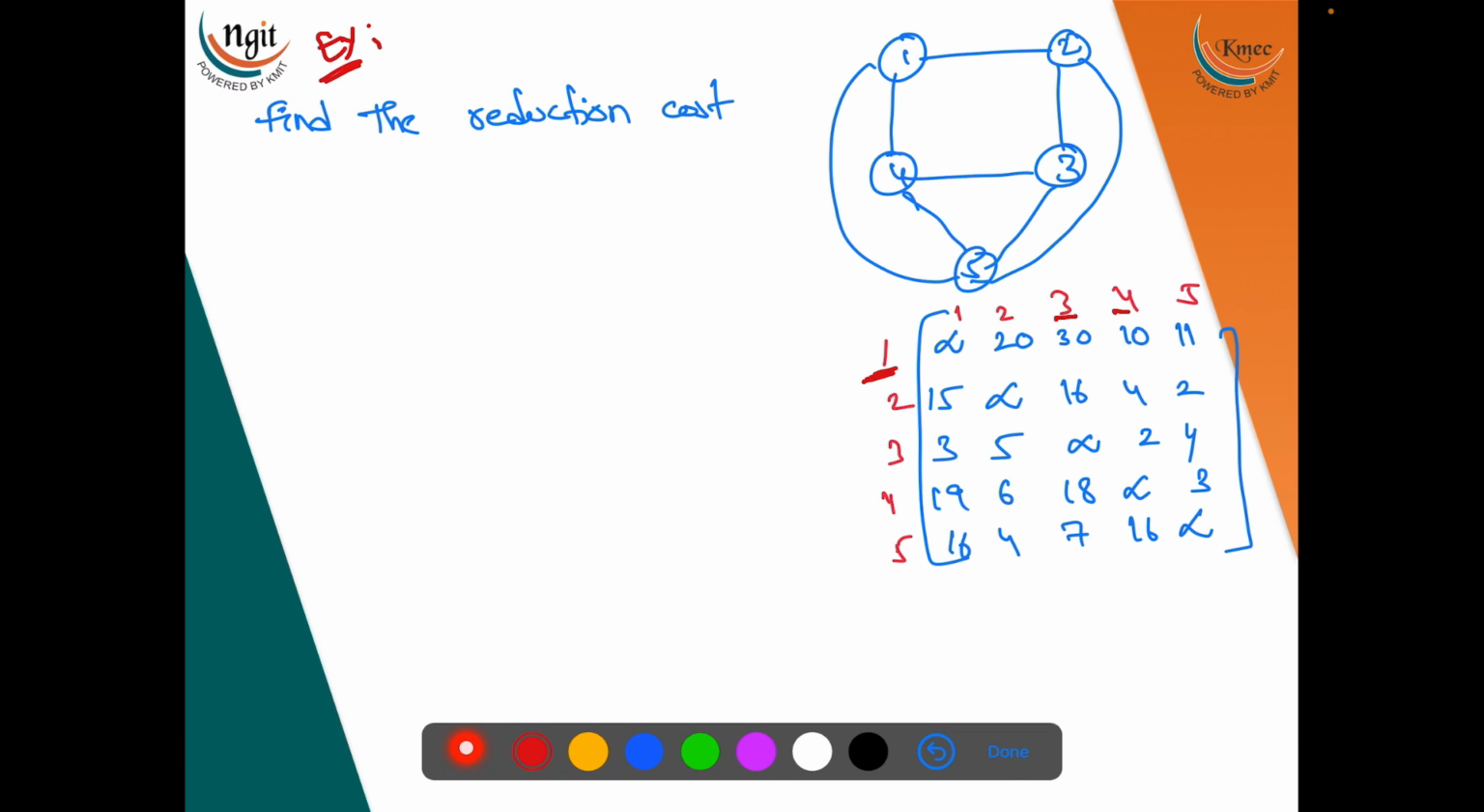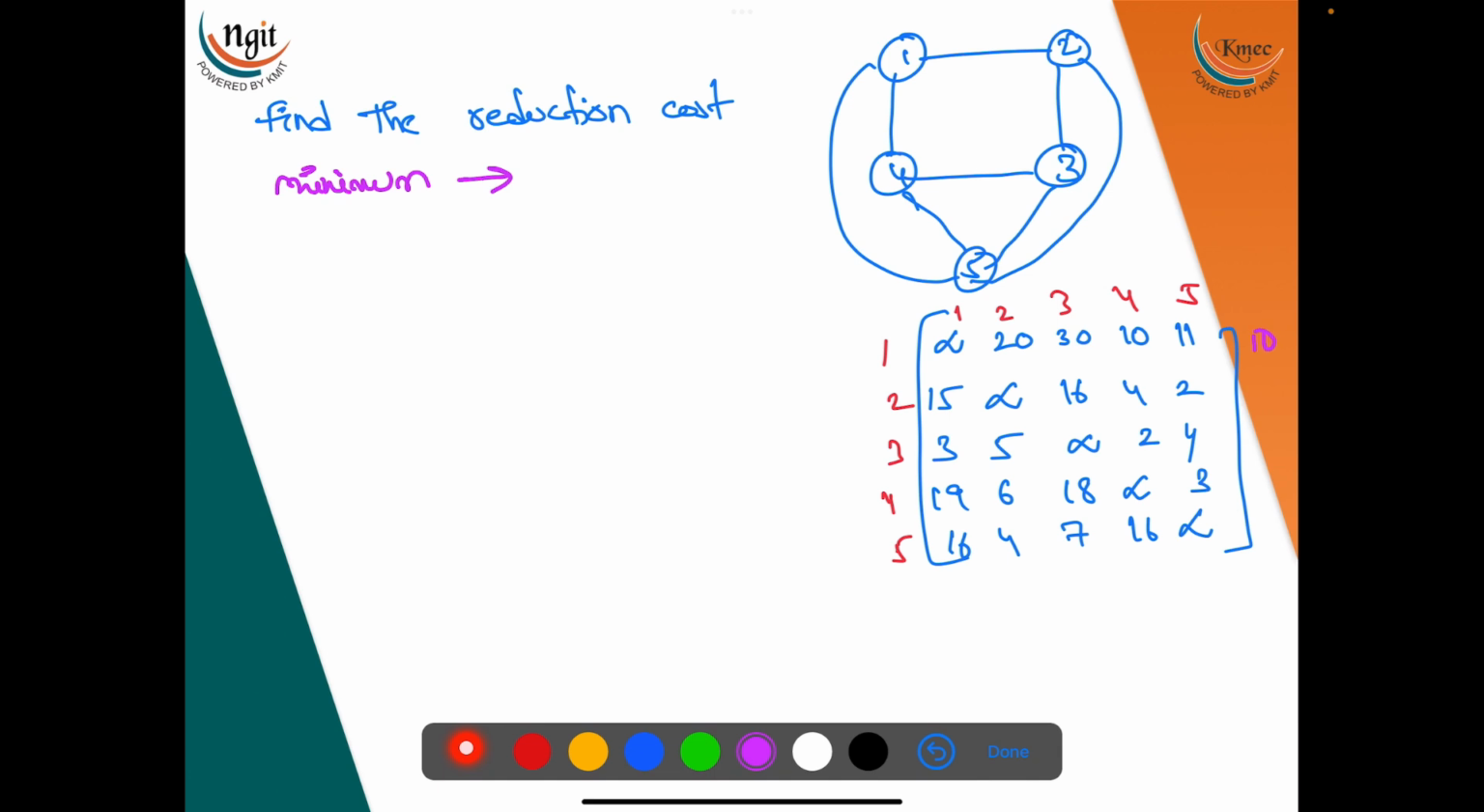Now, what are we looking for? We want to get the minimum cost. For this, we'll first find out the cost matrix. The cost matrix in the traveling salesman problem, applying branch and bound, the procedure is different. The procedure is what? We'll reduce the matrix: find out the minimum value in each row and subtract it.